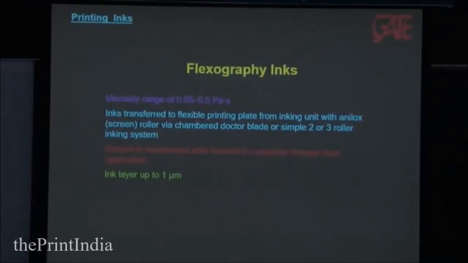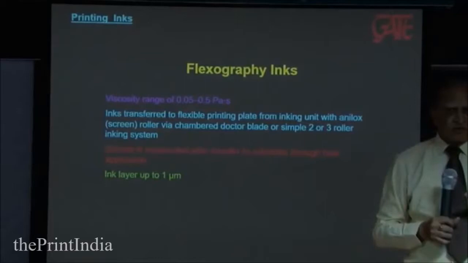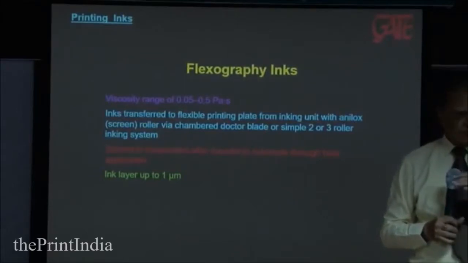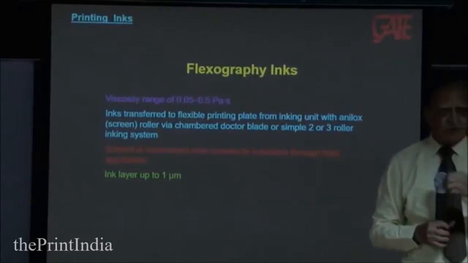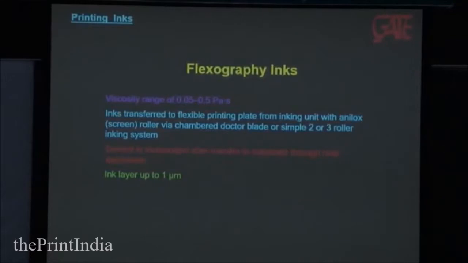In a simple flexo system like 2-roller or 3-roller, it's not easy to control the viscosity. The solvent is evaporated after transfer to the substrate through heat application. The heat dries an ink layer of up to 1 micron. So with the ink that you deposit in flexo, if your anilox roller gets choked up over a long run, it takes less ink and you get color variation, because the ink deposited on the substrate goes down.